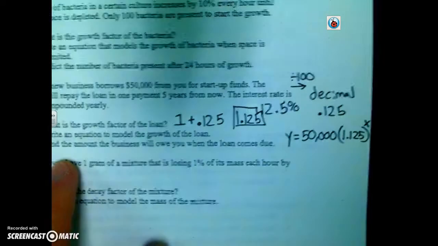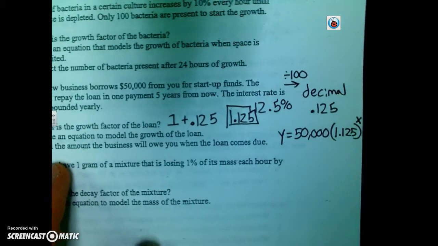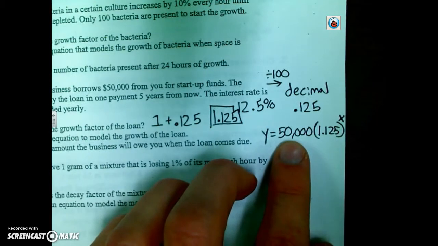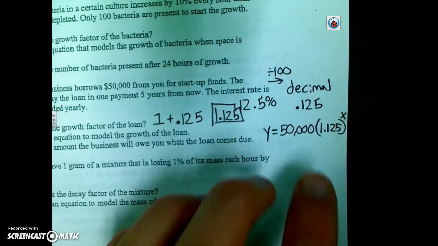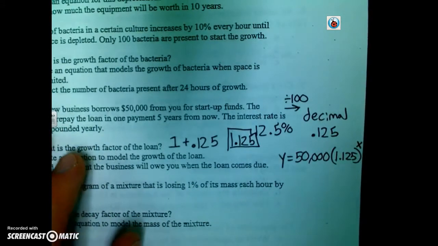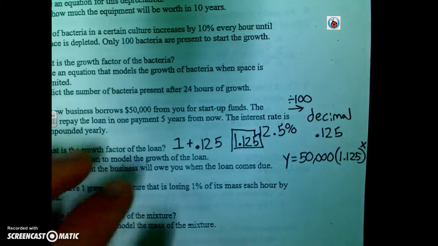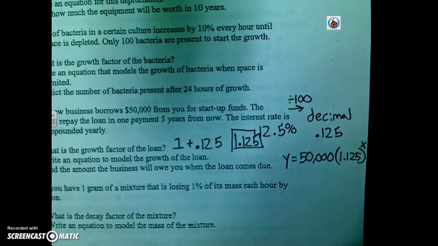Then part C says, find the amount that the business will owe you when the loan comes due. So here we go. We have our starting value, we have our b value, because interest is something that adds on. So when we borrow a loan, we have more money than we borrowed. Here's how we're going to find this.